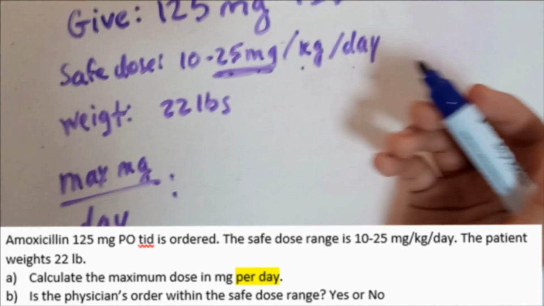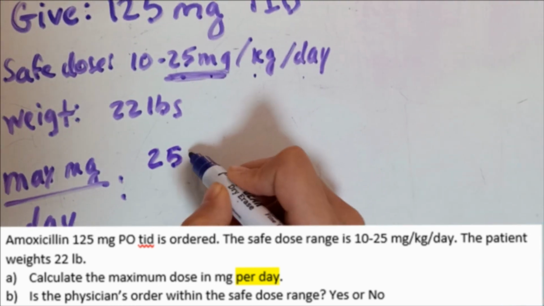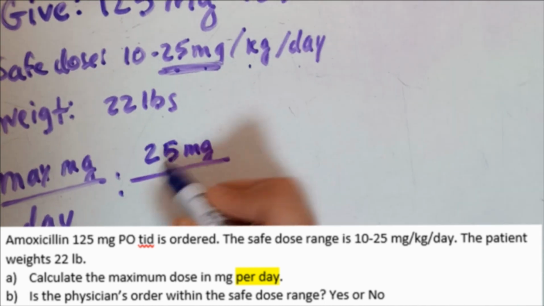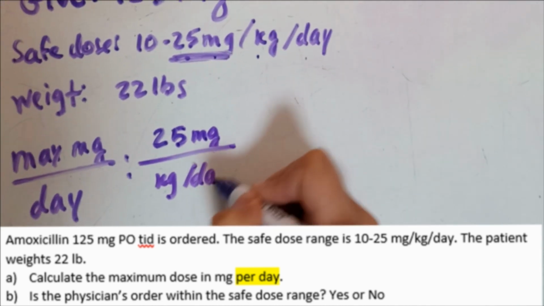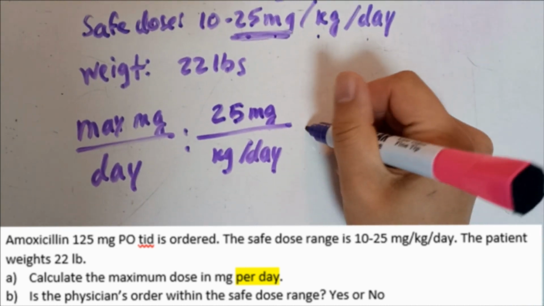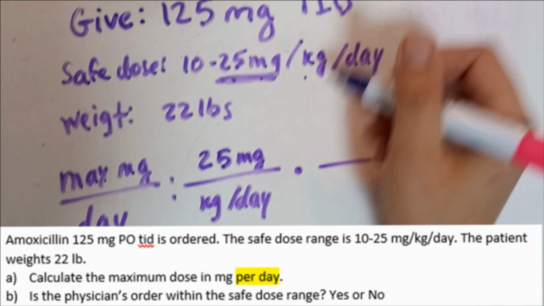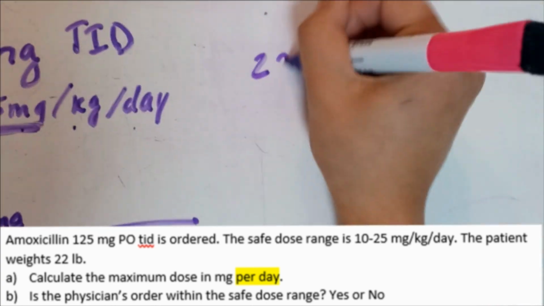And that's what they're asking for, so we can actually plug this in. We'd have 25 milligrams per kilogram per day, right? So then here I can put his kilograms. Since our kilograms aren't converted yet, I'm going to convert my 22 pounds to kilograms so I can plug it in.